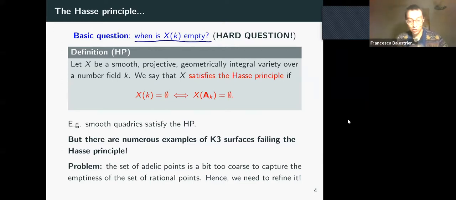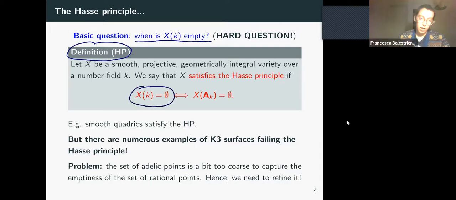So that's why, in general, we wish for something like the Hasse principle to hold. So what is the Hasse principle, first of all? Here we let X be any smooth projective geometrically integral variety over a number field K. I'm throwing in a lot of adjectives just to make life easier, but actually you can get rid of some of the adjectives as well.